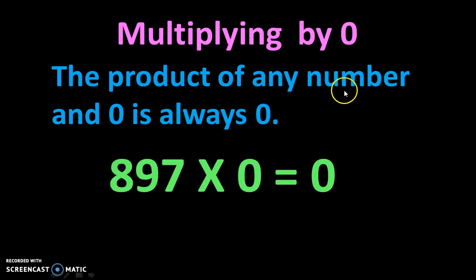The product of any number and 0 is always 0. Any number multiplied with 0, you get the answer 0. Okay, keep it in mind always.